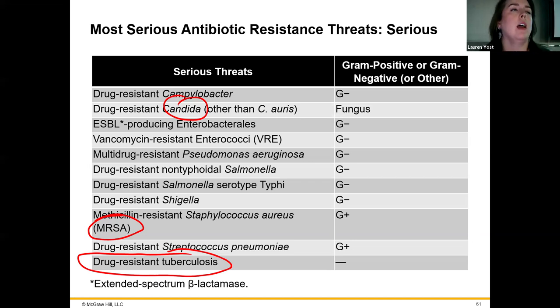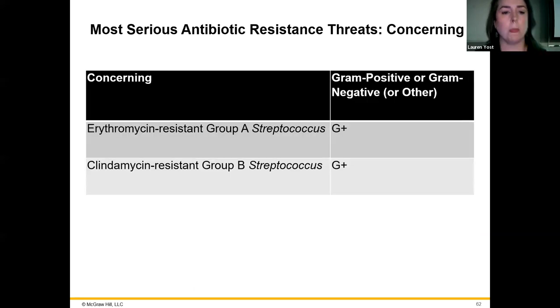But again, you can't blame people too much for not taking their tuberculosis medication when you have to take, like, 3 pills that are pretty hard on your body for 9 to 12 months. Who's keeping up with that, right? So it's not a surprise. And how do we deal with something like that? That might be part of what our next question is. Then we have erythromycin-resistant and clindamycin-resistant group A and group B, respectively, streptococcus, so strep in general, as that's becoming more resistant.